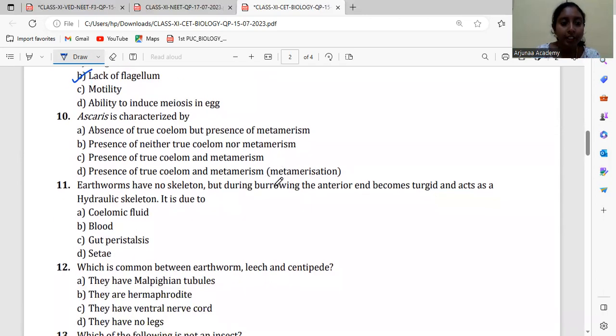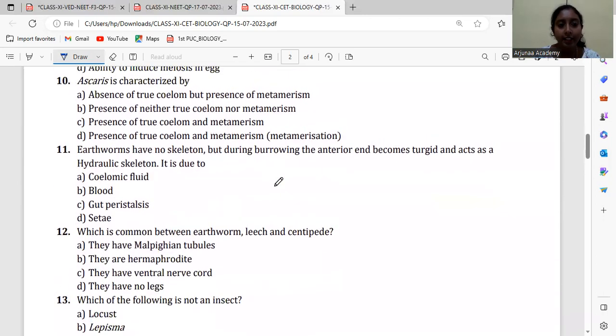Then 10th question, Ascaris is characterized by. Again Ascaris belongs to roundworms, that is Aschelminthes. Here they are talking about coelom and metamerism. In roundworms, what kind of coelom? Pseudocoelom. And do they have metamerism? No metamerism.